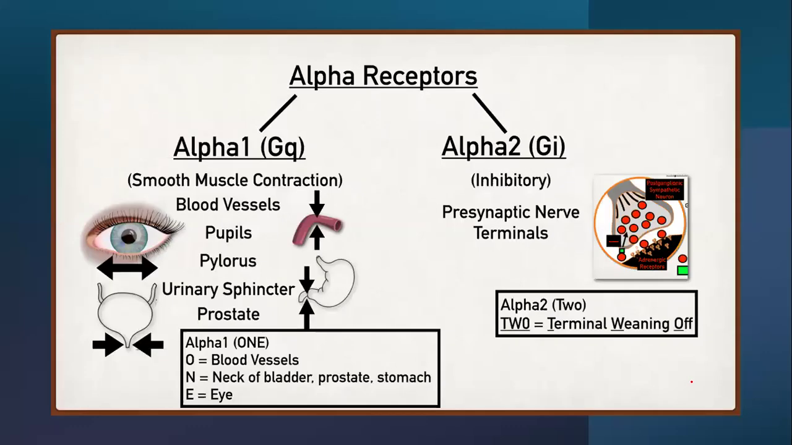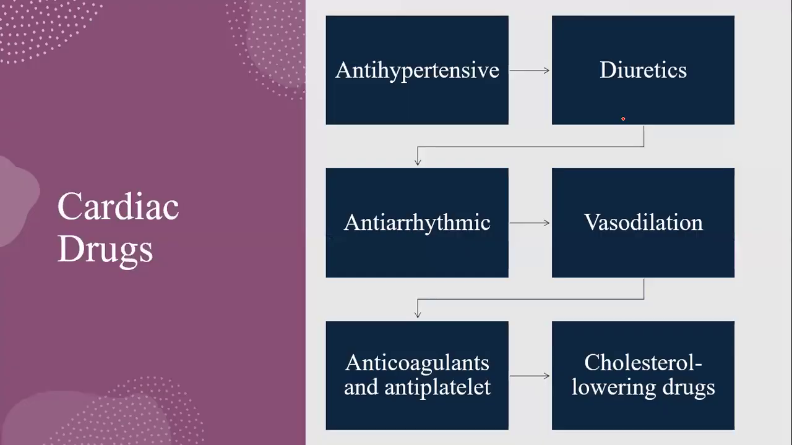The other receptors that we are talking about here are alpha receptors, right? These are the locations you can see where we can have these receptors in the body, like blood vessels, pupils, pylorus, urinary sphincter. So these are different locations where you can have these receptors. Now, these were the basic concepts that we need to understand before we talk about the cardiac drugs that are important for the NCLEX exam.